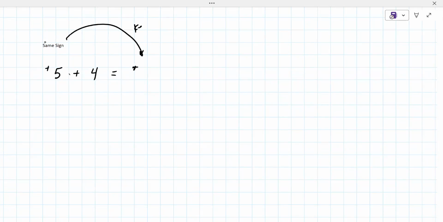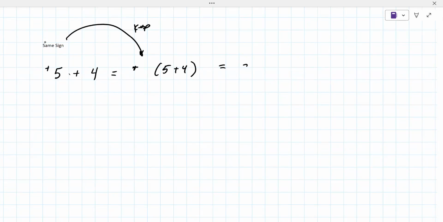So let me try to summarize, because this should be a lot clearer. Same sign is like 5 plus 4. See how they're both positive? This is the most basic case. There are only two cases. If they're the same sign, you keep the sign, and then you add the numbers without the sign.